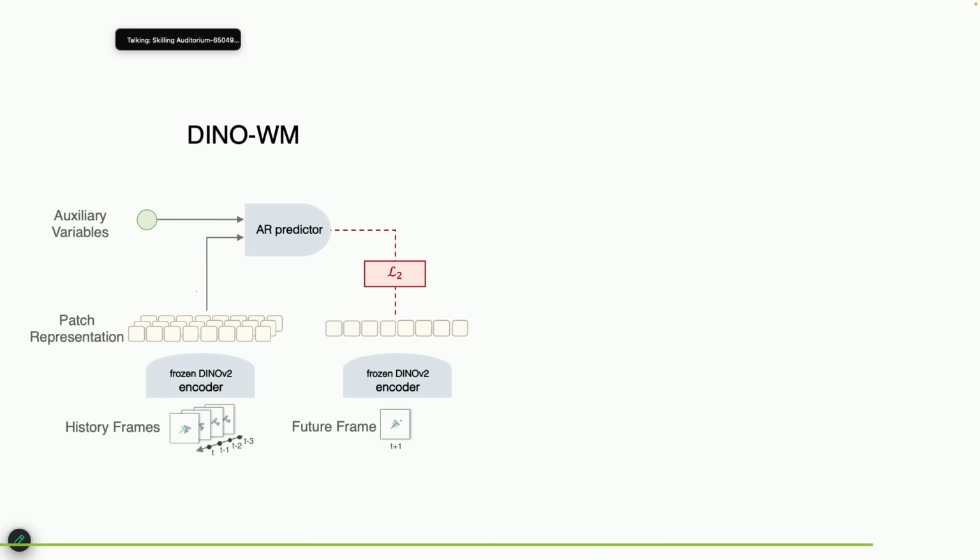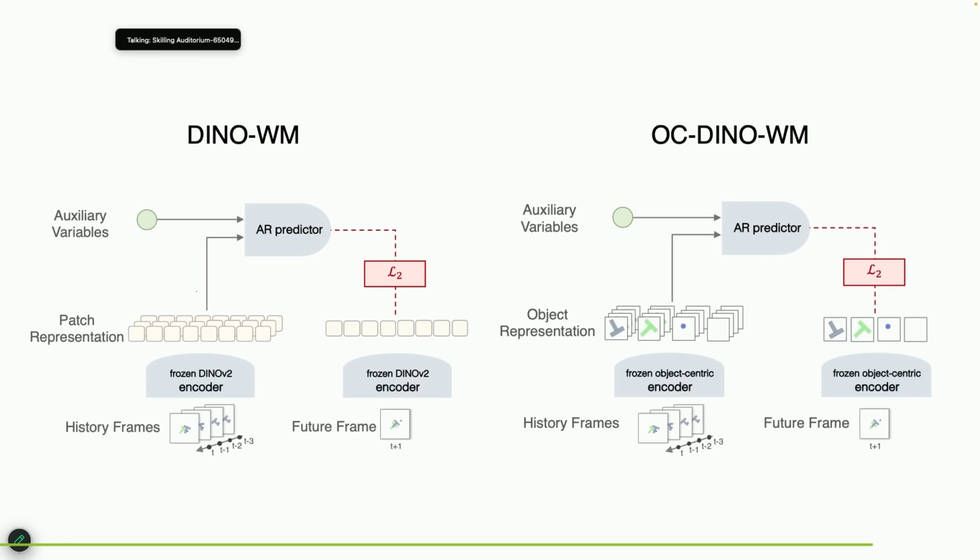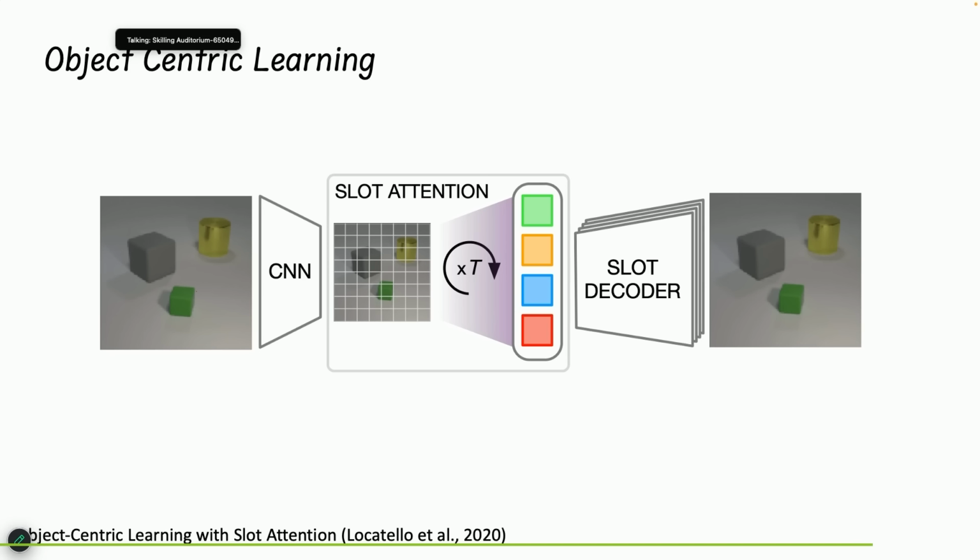So what if, in the Dyna-WM model, we just change the representation into an object-centric representation? Then it's closer to human-like thinking, right? But then we have to learn the object-centric representation. I'm not going to go very deeply into object-centric learning, but let me go through it briefly.